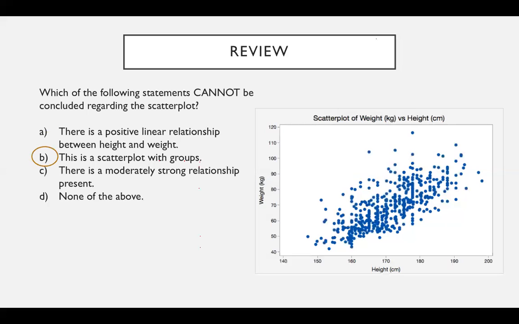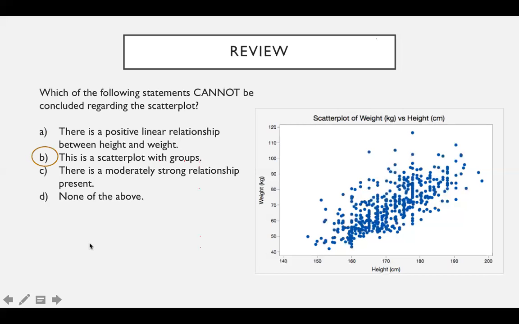So I'm just going to skip C. There's a moderately strong relationship. So yes, there is a moderately strong relationship. There's definitely a relationship present because you can see that all the data is going in a similar pattern with each other. You can see they're not all the same, and that's why it's moderately strong. You can see that there's a pattern though. If it were very strong, the data would be more packed together and more linear.